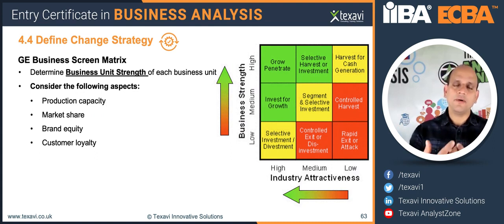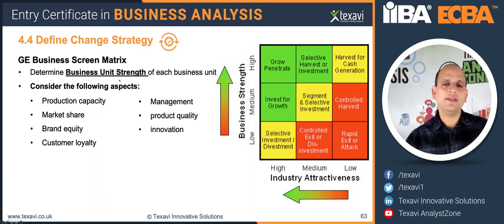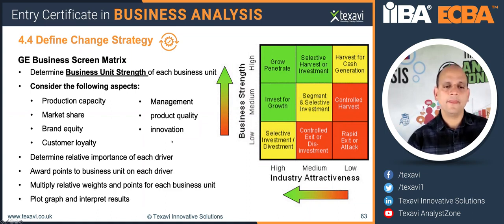Obviously, all of these talk about how we are being perceived in the market, how we are perceived as a player in the market, right? And then we need to look at management, the product quality, innovation, all those different factors. Considering all these different aspects, we can try and see how strong we are as a business, right? And then for each of these drivers, what we need to come up with is the relative importance, how important that is, considering the current context. And then we would need to give points, which again is a relative set of points. You can have 1 to 10, low, medium, high, whatever it is. And then multiply relative weights and points, and then you come up with a graph to say where it is.